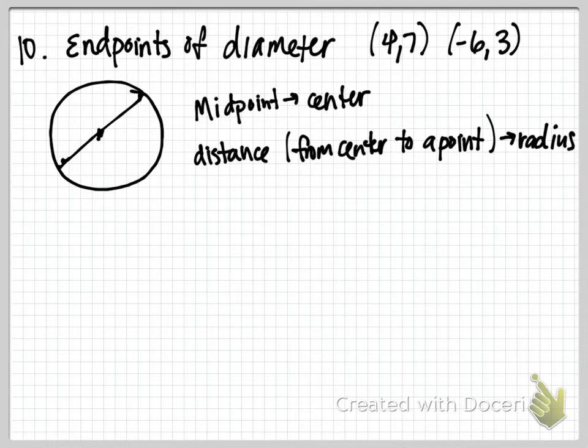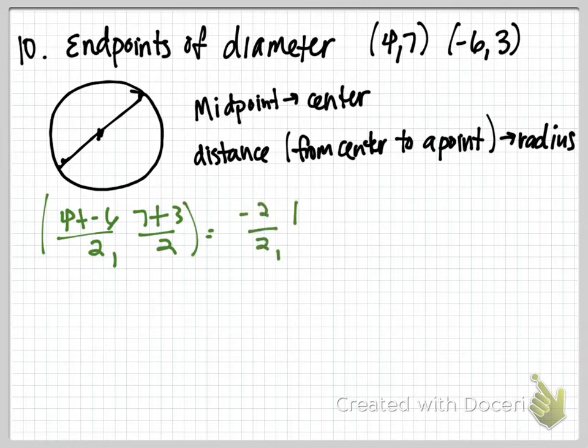So let's go ahead and do the midpoint to find the center of my circle. So remember, midpoint is again just averaging two values. 4 plus negative 6 divided by 2 and 7 plus 3 divided by 2. Simplify that. And you get that the center is at negative 1, 5.